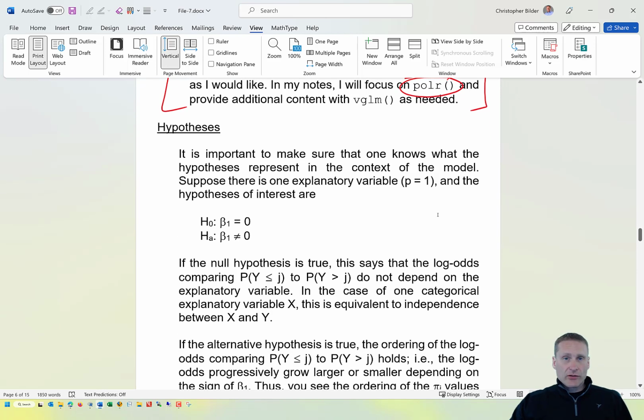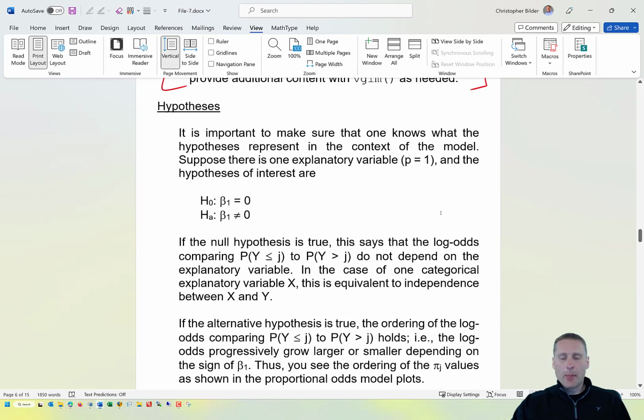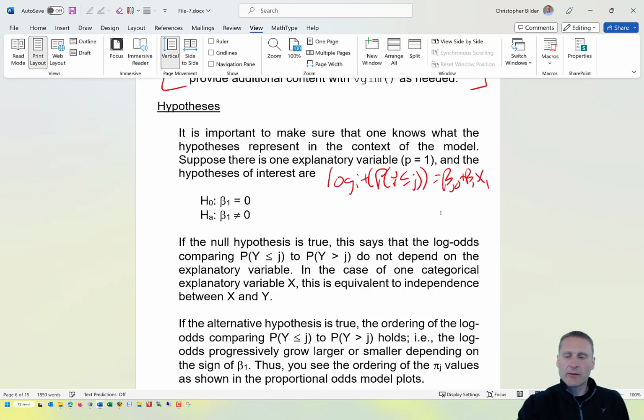Now, before we actually look at how to estimate these models in R, there is something else I need to say, and that is with respect to various hypotheses that we might be interested in testing. Suppose we have the following model: logit of the probability that y is less than or equal to j is equal to beta j0 plus beta 1 times x1.